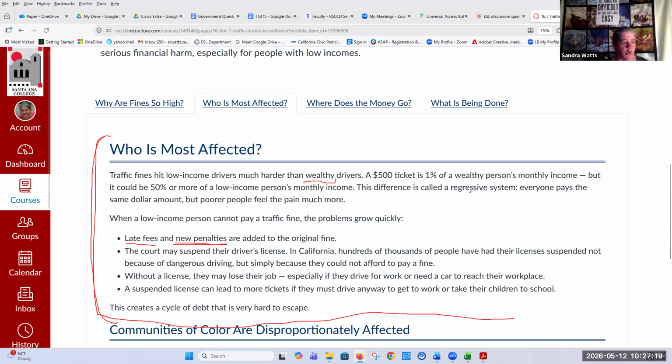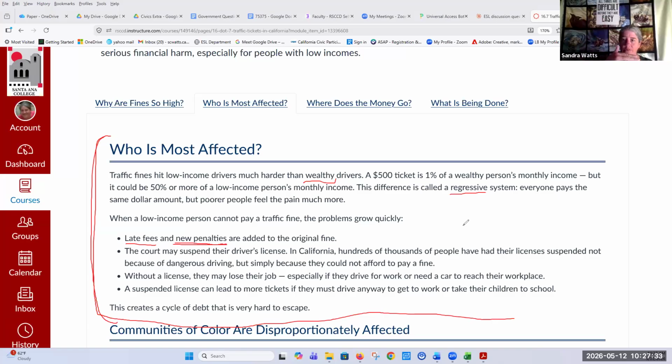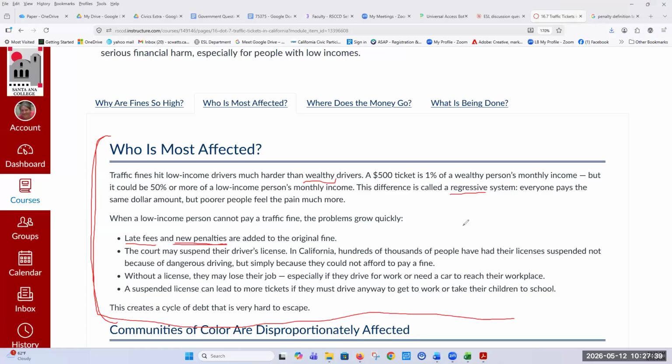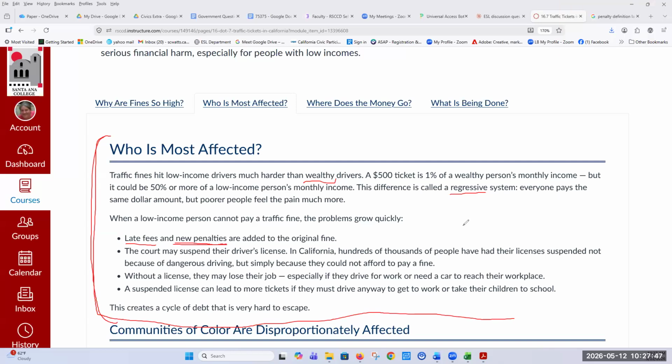Does everybody know what is regressive? Regressive system. It's the antonym of progressive. Exactly, opposite. Progressive means you're going forward, right? You are progressing in English, you are learning more. Regressive is going backwards, going down, going back. Regressive is going back, getting worse, not better. Okay, good.